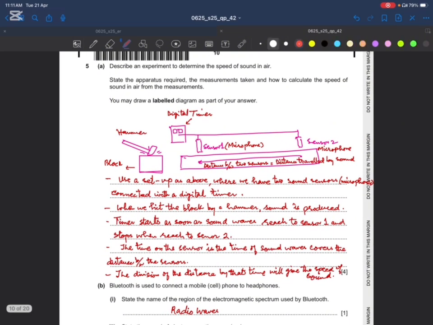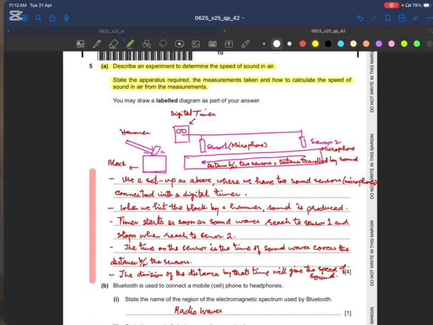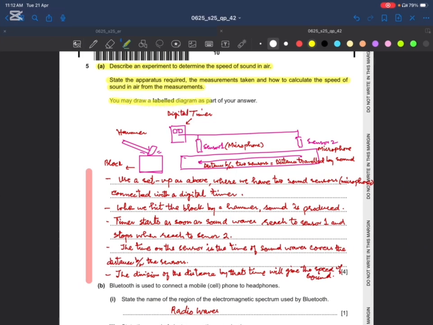Here I have written these points because I just want to save the time. And question 5 says, part A, describe an experiment to determine the speed of sound in air. State the apparatus used, the measurements taken, and how to calculate the speed of sound in air from the measurements. You may draw a labelled diagram as part of your answer.